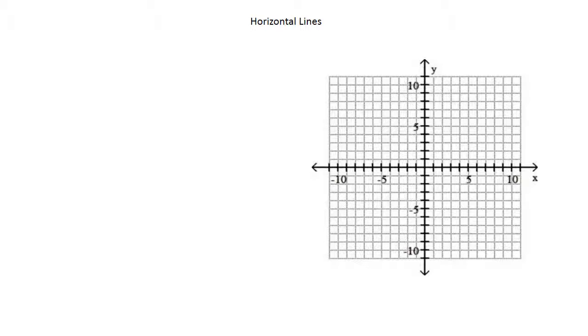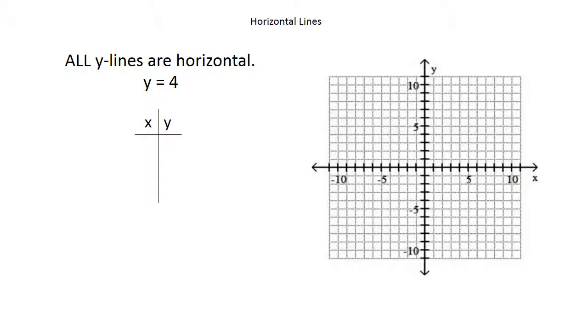For horizontal lines, you're going to think y lines. So all y lines are horizontal. For example, let's just pick one, y equals 4. If you were going to do a table of points for this, all of your y values would need to be 4. And you would think of random x values that would go with those. So for example, you could pick a 0, you could pick a positive value, and a negative value. As long as all those y's are 4, you're fine.